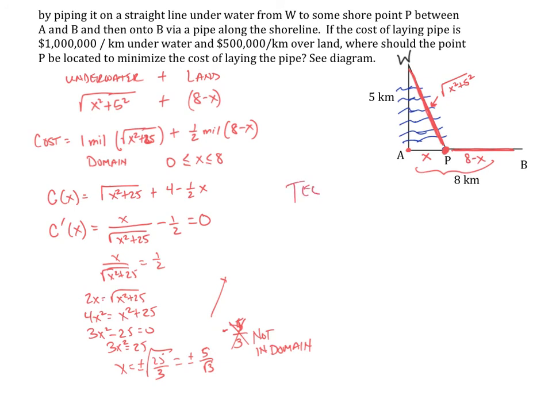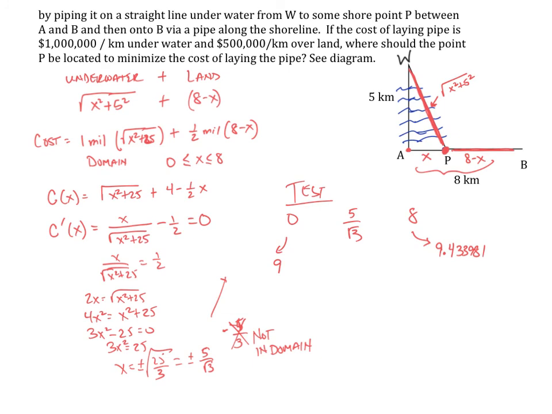So here's what I need to test. I need to test 0. I need to test 5 over root 3. And I need to test 8. All right. At 0, I will get a value of 9 million. At 8, I will get a value of 9.433981 million.